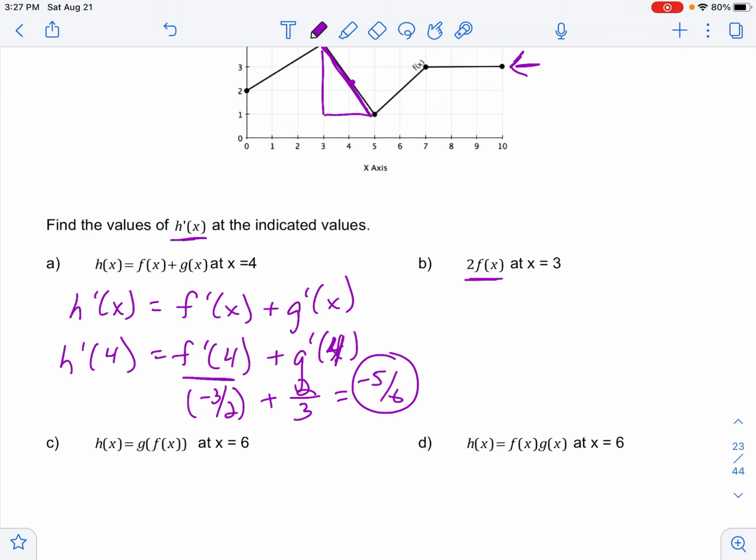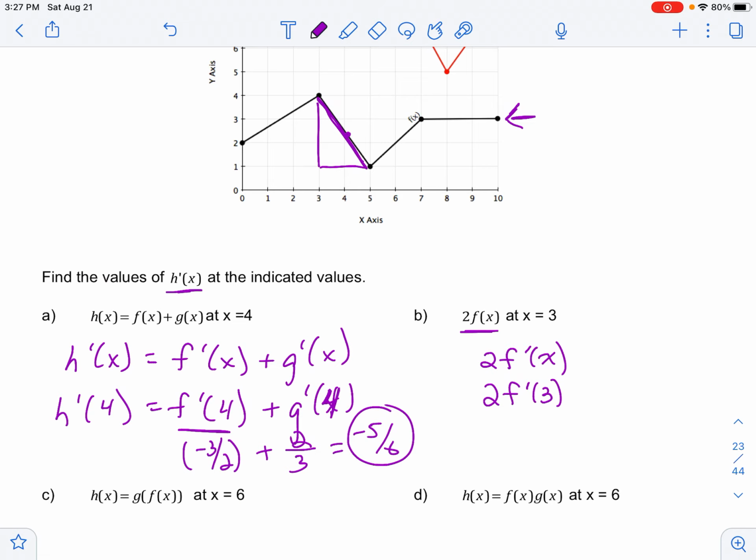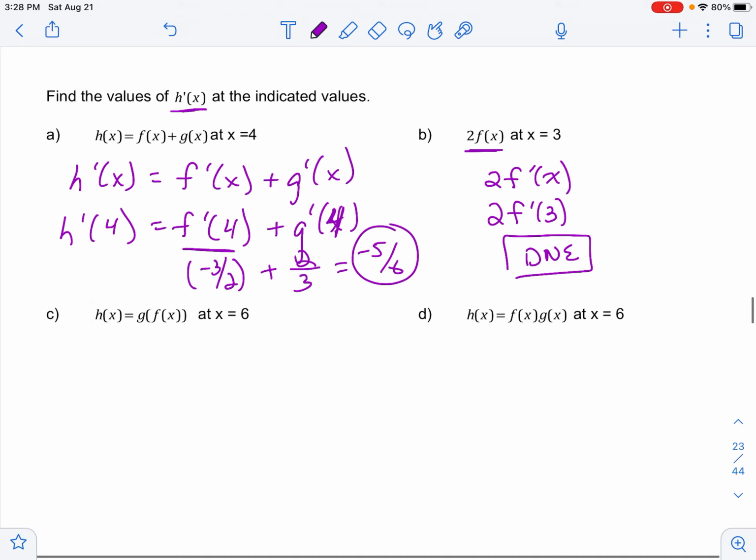This is take 2 times f of x. When we have a constant multiple in the front, when we take the derivative, we just keep multiplying by that number. So I need to find 2 times f prime of 3. Again, f is this black graph here that's given. Notice at 3, it's a corner, and one of the things that we learned is that at a corner, the derivative does not exist. So it doesn't matter that a 2 is in the front. F prime of 3 does not exist, so this whole answer would be does not exist.